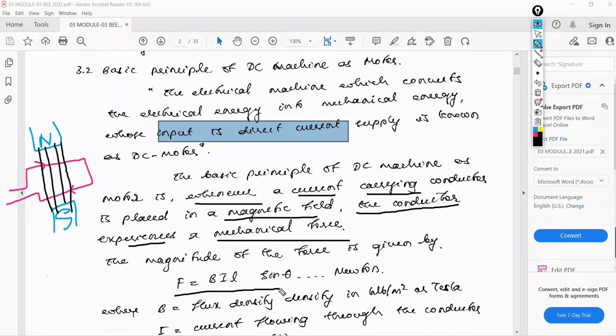B is the flux density, I is current, L is length. Theta is the displacement angle with respect to which it is rotating. This is the working principle of the DC machine as a motor. In one question paper they asked, explain the working principle of the DC machine as a motor and generator. You need to explain this.